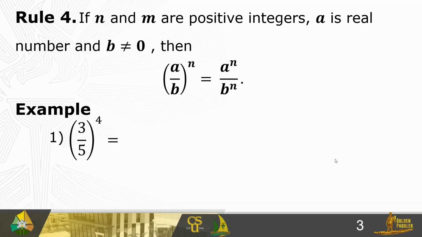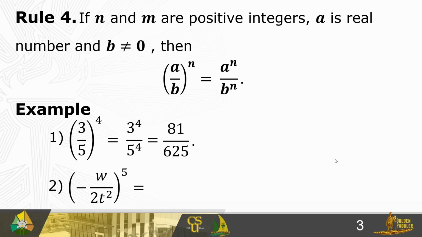For example, the expression (3/5)^4 is just equal to 3 to the power of 4 over 5 to the power of 4. And multiplying 3 by itself 4 times and 5 by itself 4 times is just equal to 81 over 625.